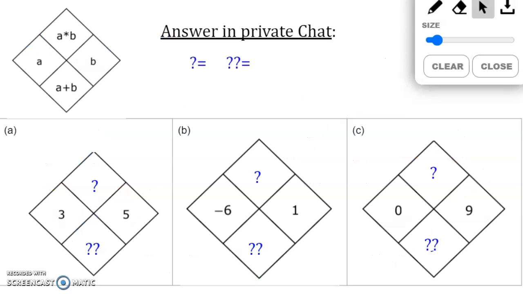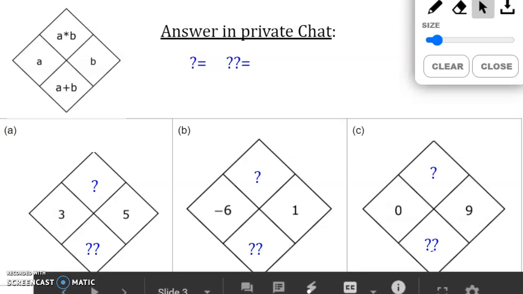So that's the general pattern. You are given a number A and another number B. The top box is you multiplying A and B together to get the top number. The bottom number is the sum of A plus B, so you add A and B together.